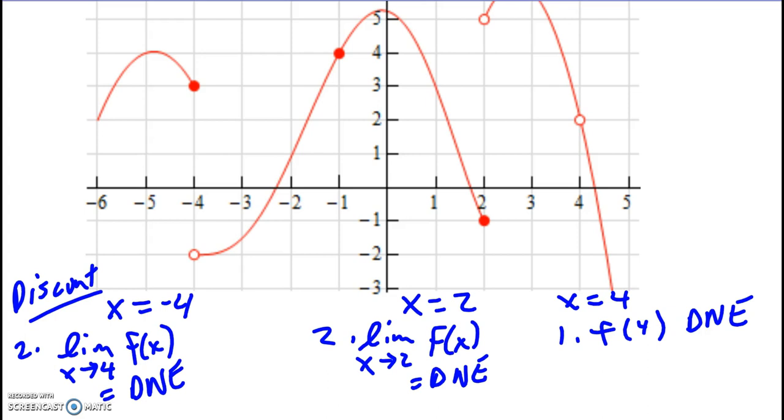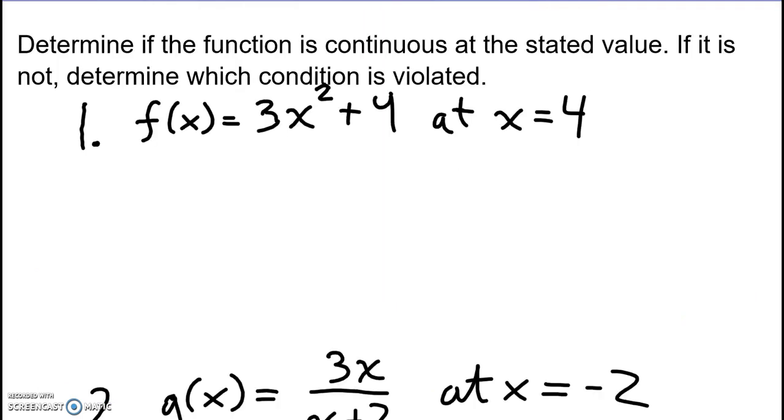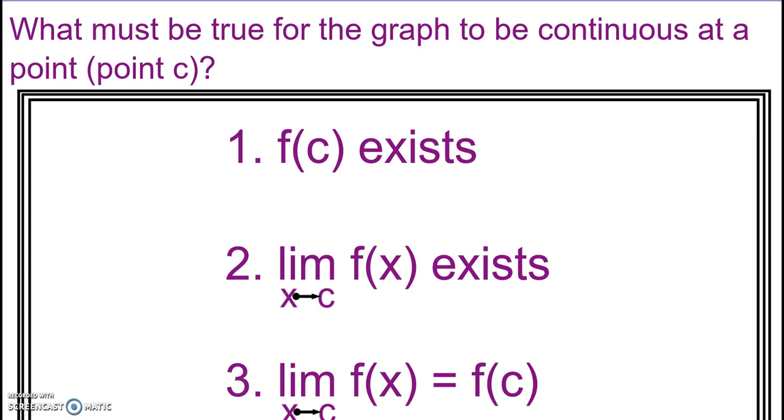Okay, so we're going to skip that next example. We're going to move on here to determine if the function is continuous at the stated value. So we're now going to look at our functions, not necessarily the graphs, which we were doing in the very first portion of it. And again, we have to check our 3 scenarios here. Does the first f of c exist? So that's the very first thing that we're going to do.